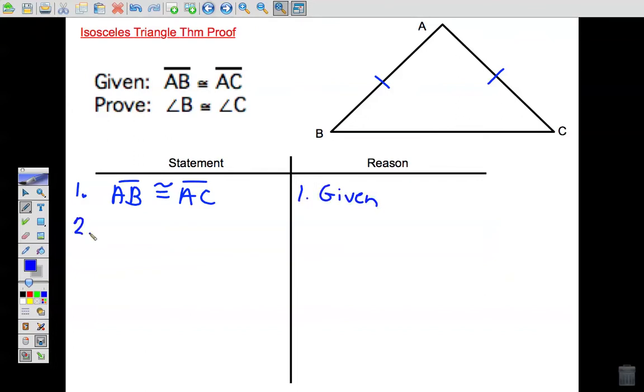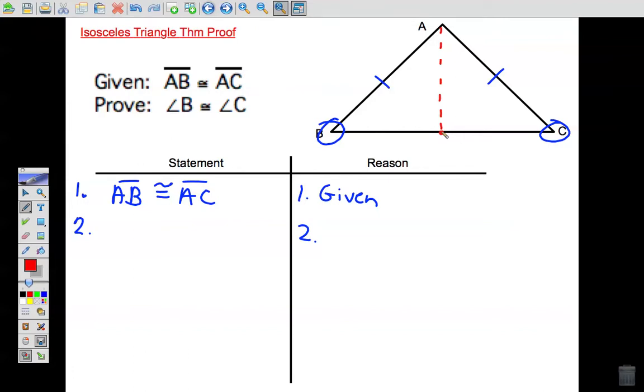Okay, statement 2. Now the whole idea here is I'm trying to get angle B congruent to angle C. Where can I go? Well, one thing that we could do here is make what we call an auxiliary line. So I'm going to drop a line from angle A. I'm going to make a dotted line, and you need to do the same thing on your diagram, to the midpoint of BC. Now, I'm just trying to think here which direction I want to go on this.